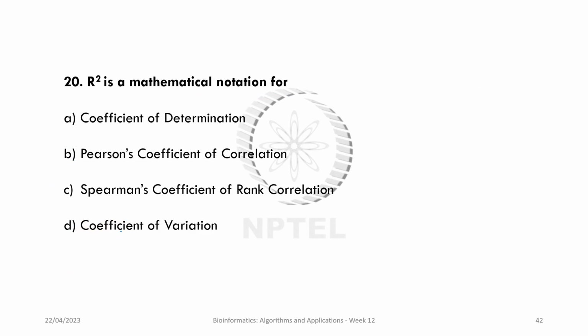Moving on to question 20. R square is a mathematical notation for A. Coefficient of determination, B. Pearson's coefficient of correlation, C. Spearman's coefficient of rank correlation, and D. Coefficient of variation. So I guess most of you already know the answer. Thank you, Jayanta, Kritika, Purnima, and Malini.